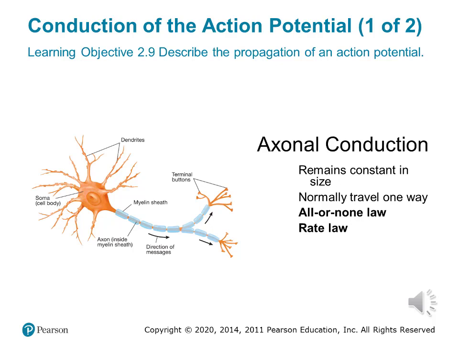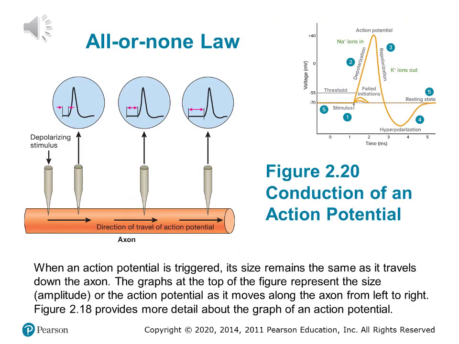And the action potential travels along the axon. It stays consistent or constant in size and force. Even if the axon branches, it doesn't get any smaller. And again, it travels in one direction in keeping with the all or none law and the rate law. So what is the all or none law? As you'll remember from an earlier slide, the depolarizing stimulus is what causes the action potential.